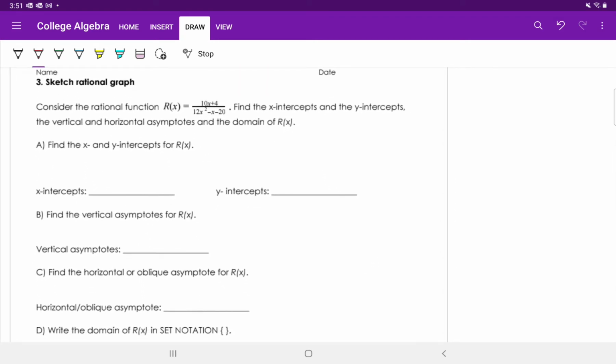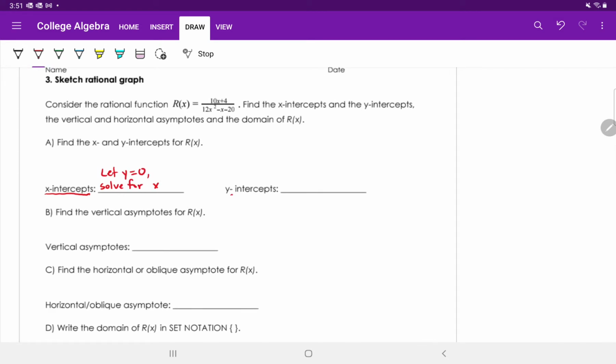For number 3, we're dealing with a rational equation, and we've got a few questions to answer about this. We're going to be finding our intercepts. To find your x-intercepts, you let y equal 0 and solve for x. To find your y-intercepts, you let x equal 0 and solve for y.